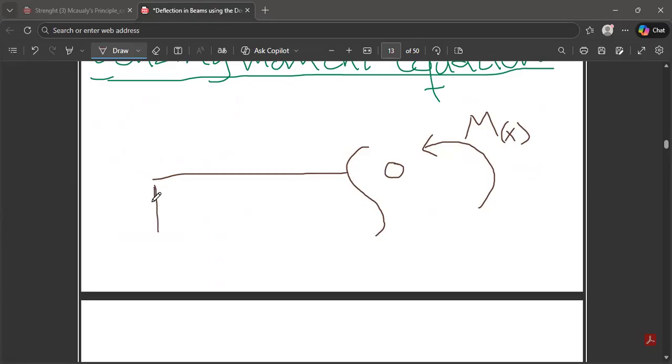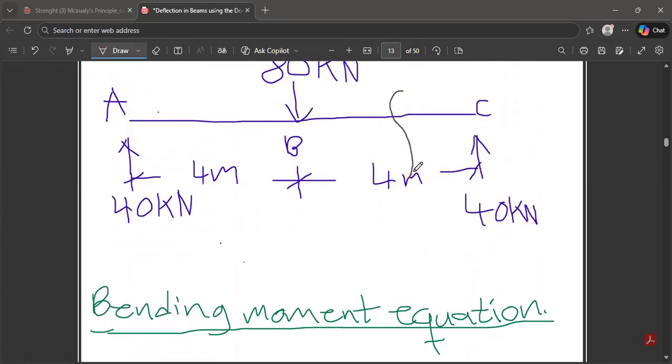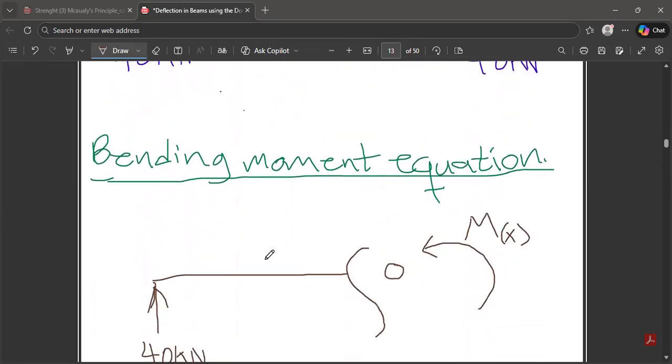And then we can now say that our reaction over here was 40 kilonewton. Yes, I took the cut somewhere here. So let's say my load is still here as 80 kilonewton. It hasn't been affected or touched. So this is my A. You can see that this is the B.